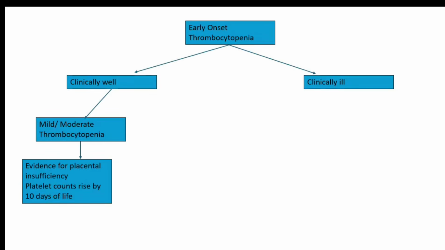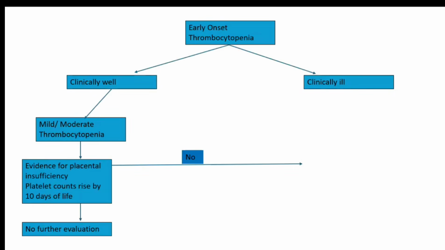It usually tends to resolve on its own by day 10, and the child will almost always be normal all throughout the course. So if that is the condition, no further evaluation is needed. By day 10, you will see that these platelets start to rise. But on the other hand, if the child is having severe thrombocytopenia and you feel that the platelets are not rising, then you have to think of something else.